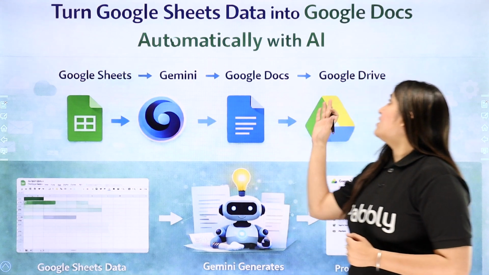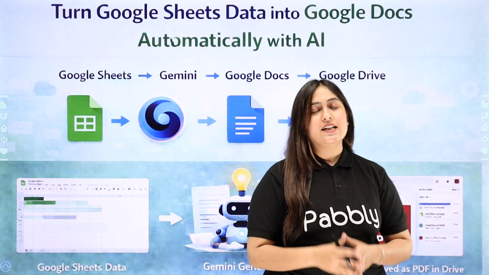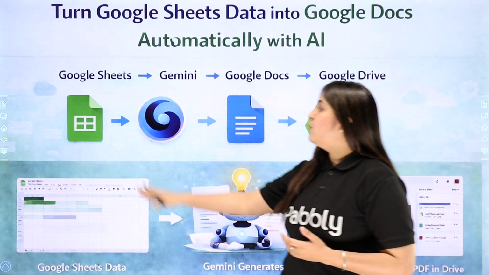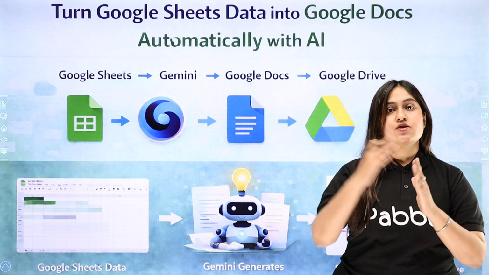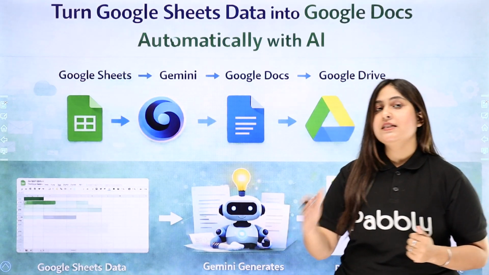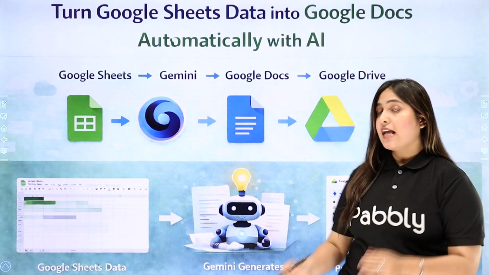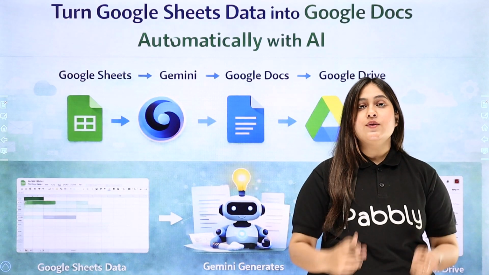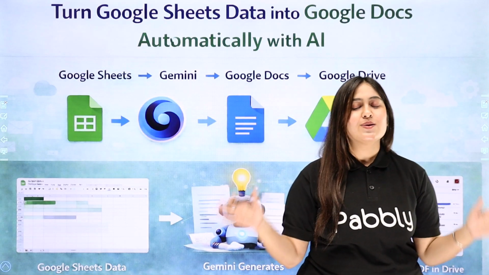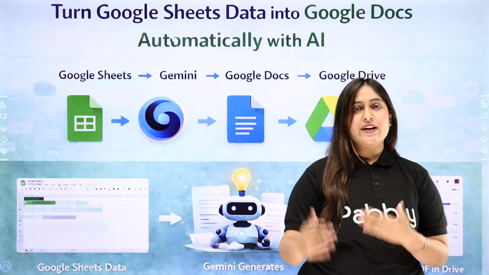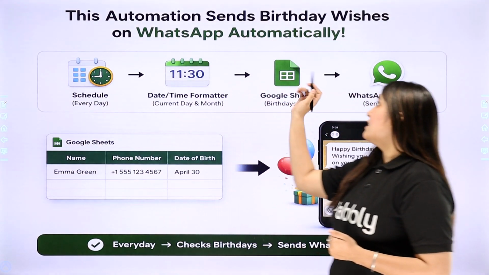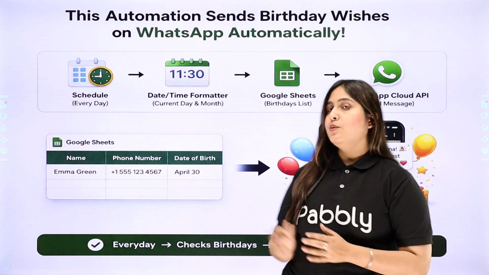Now let's move forward to our fourth automation: turn Google Sheets data into Google Docs automatically with AI. Whenever I add new client proposal details in my Google Sheets, Gemini uses that data to generate the client proposal content. After that, it stores it as a new document in my Google Docs, and not only this, it also converts it into a PDF and saves it in my Google Drive automatically without any manual effort.